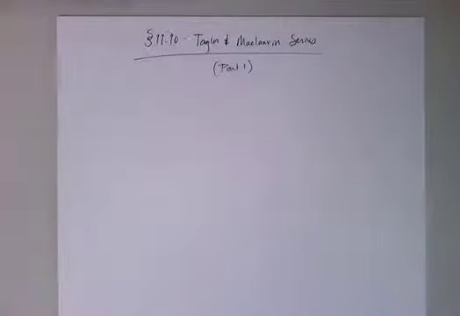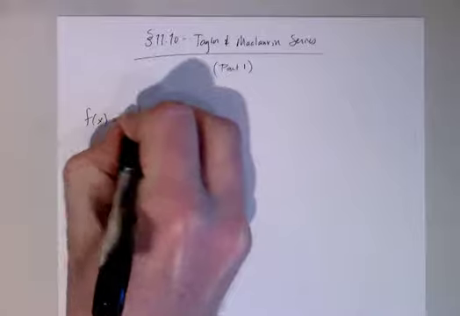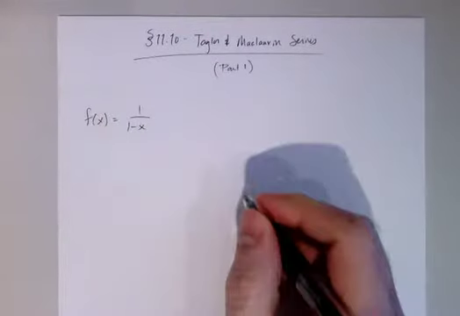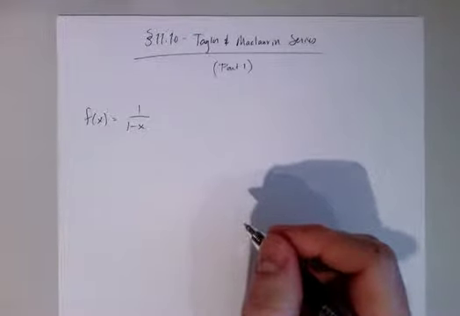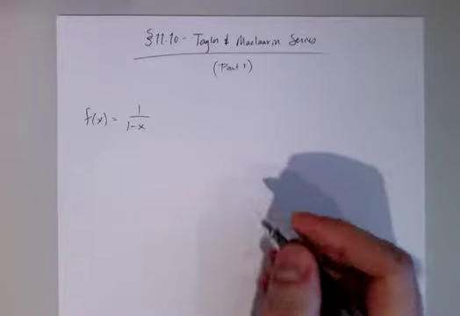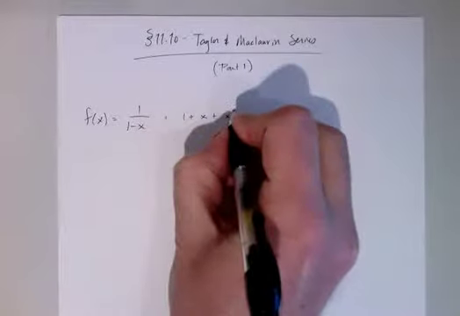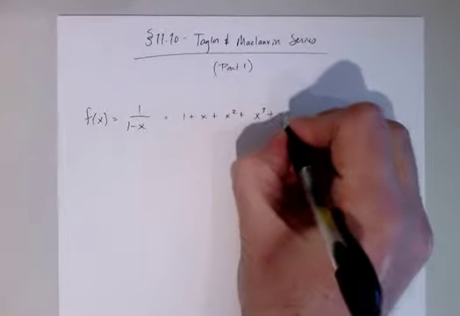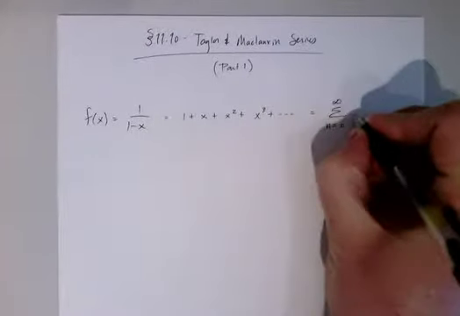Okay, so in the previous sections, 11.8 and 11.9, we've been dealing with power series in general, and our segue into it was the function 1 over 1 minus x, because of its similarity to the formula that we have for finding the sum of an infinite geometric series. And we recognized that it was 1 plus x plus x squared plus x cubed plus whatever, the sum from n equals 0 to infinity of x to the n.